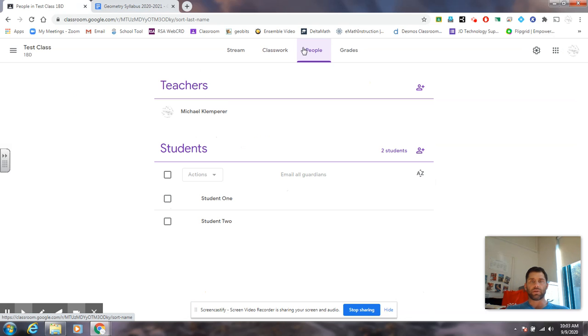You can also look at the people in your class by going to the People tab. So right now I have Student 1 and Student 2 in here. You'll see all your classmates there. And you guys know you can go to the grades. So I think that's it. That's the main idea of our syllabus and the main idea of our class this year.